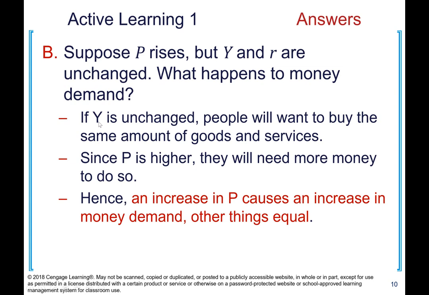B: If Y isn't changed, people will want to buy the same amount of goods and services. But since P is higher, they will need more money to do so. Hence, an increase in P causes an increase in money demand, other things equal.